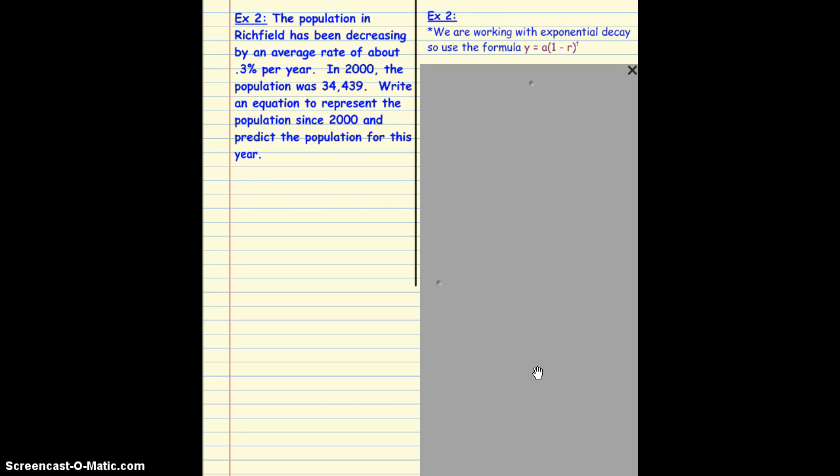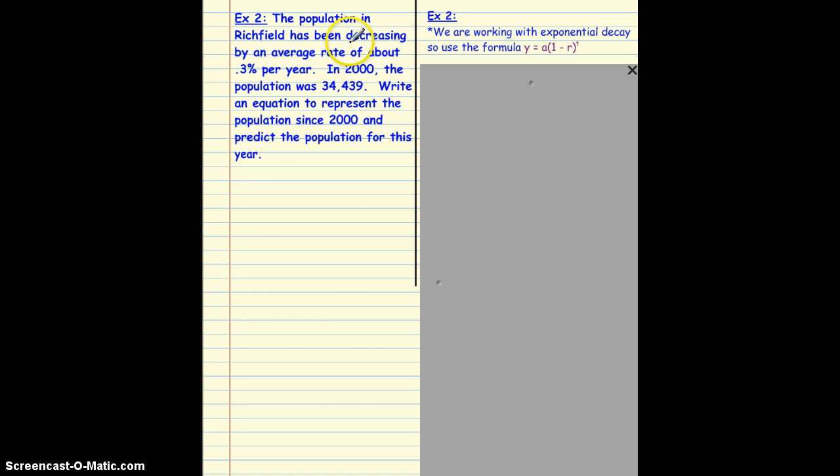All right, example number 2. Population in Richfield has been decreasing by an average rate of about 0.3% per year. In 2000, when they last did a census, the population was 34,439. Write an equation to represent the population since the year 2000 and predict the population for this year.